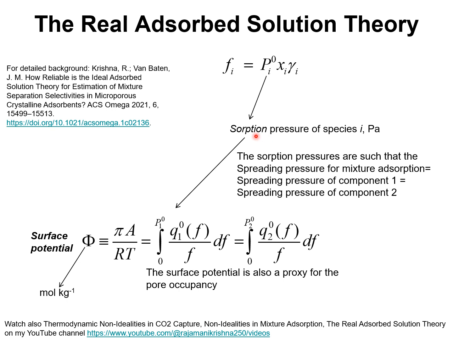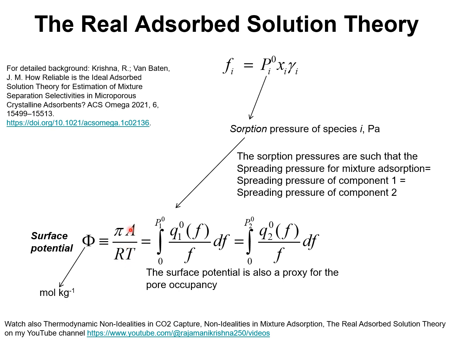The sorption pressures of species i are such that the spreading pressure for mixture adsorption equals the spreading pressure of pure component 1 equals that of pure component 2. The spreading pressure is pi. A is the surface area per kilogram of the metal organic framework. R is the gas constant, T is the temperature.